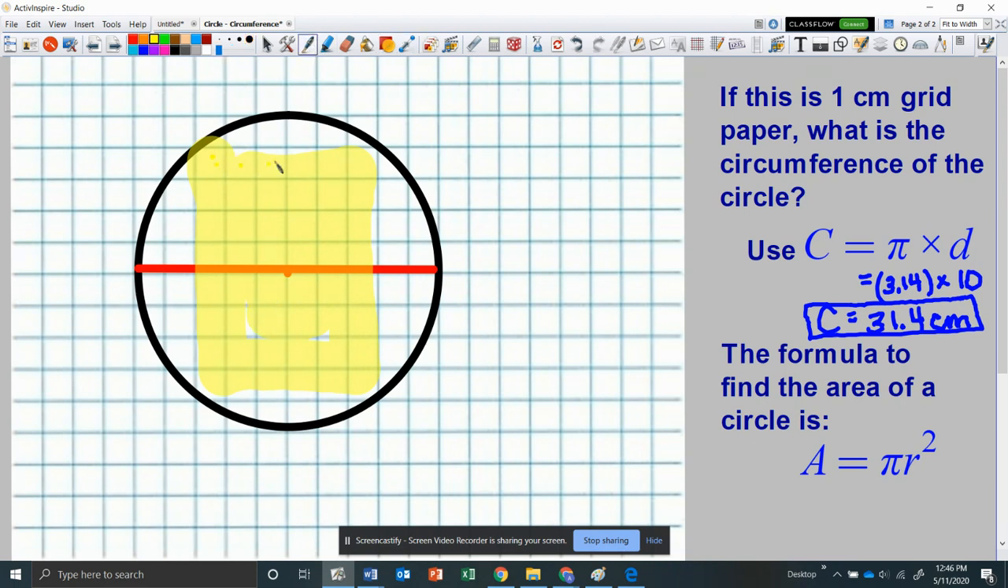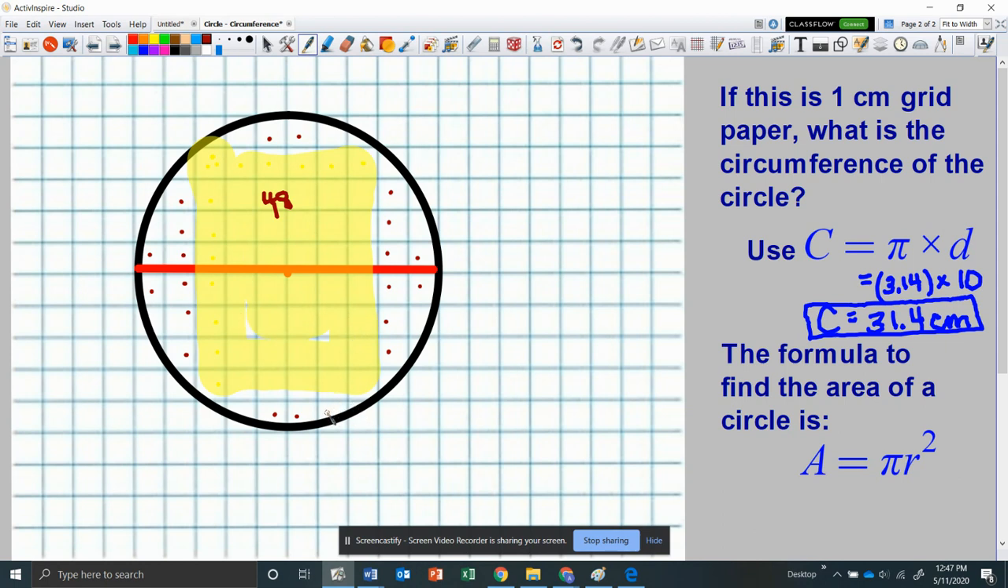This is 1, 2, 3, 4, 5, 6. 1, 2, 3, 4, 5, 6, 7, 8. And 6 times 8 is 48. So I can actually write that in there. That's 48. And then I can go through and count all the rest of these. 49, 50, 51, 52, 53, 54, 55, 56, 57, 58, 59, 60, 61, 62, 63, 64. Let's see, 65, 66, 67, 68.